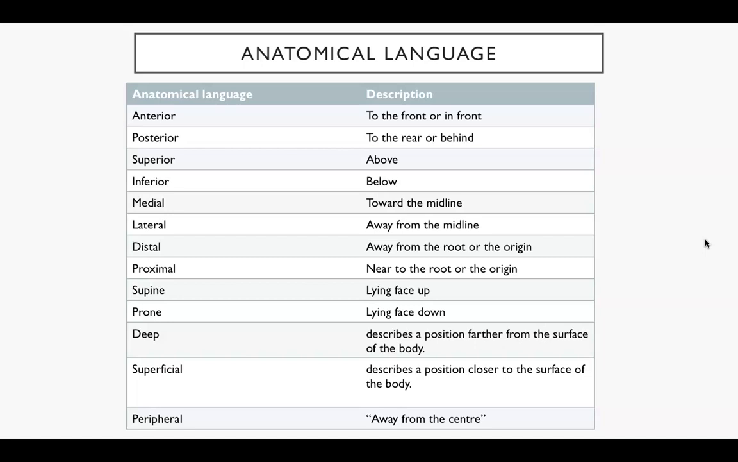Supine is lying face up. Prone is lying face down. Deep is being far away from the surface of the body. I'll give you an example of that later on as well. And the same for superficial, which is closer to the surface of the body.